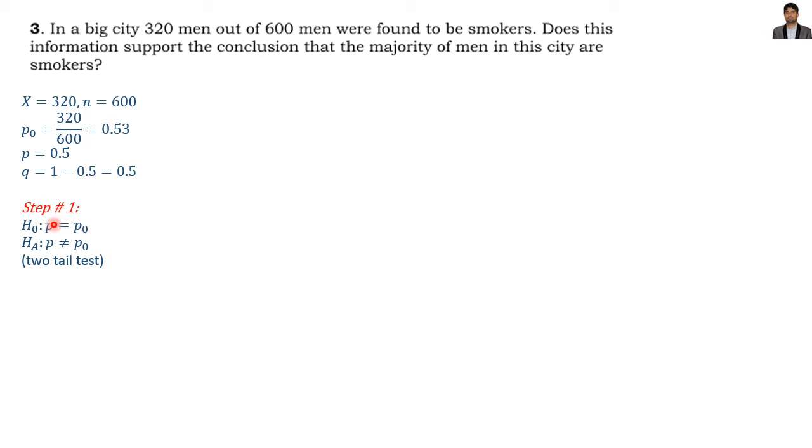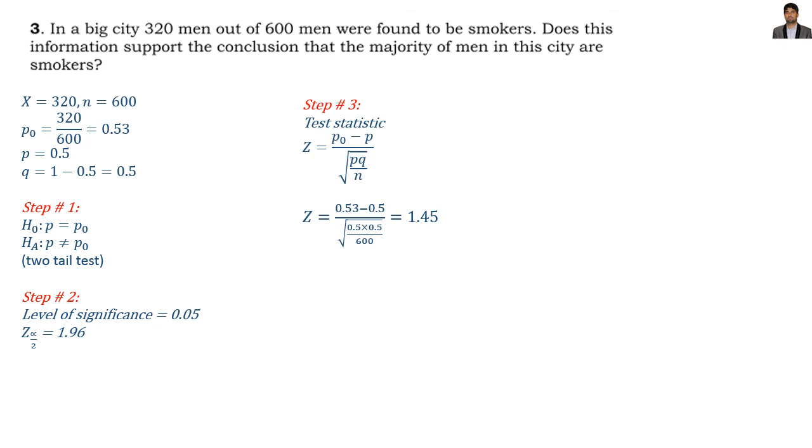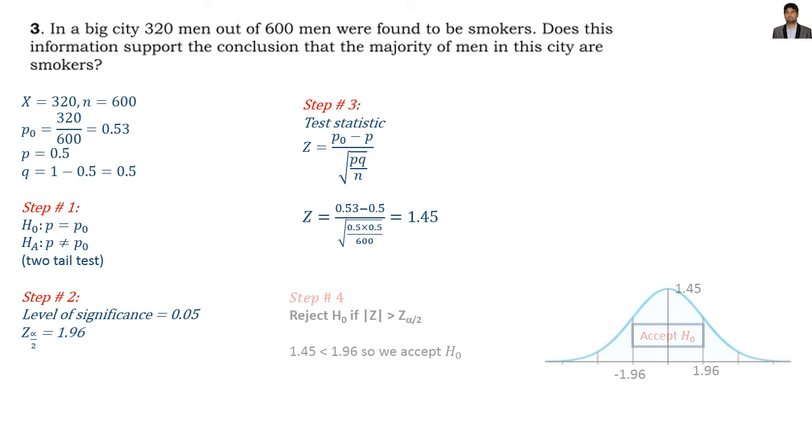Step number 1, formulate hypothesis. H0, P is equal to P0. HA, P is not equal to P0, and this is a two-tailed test. Step number 2, level of significance is equal to 0.05, which is 1.96 from the distribution table. Step number 3, test statistic. Put here all the values, we'll get 1.45.